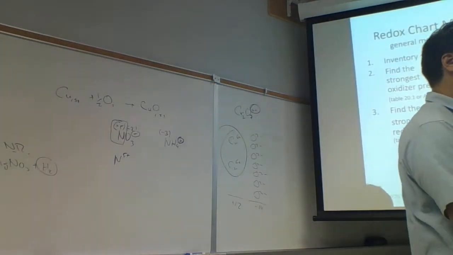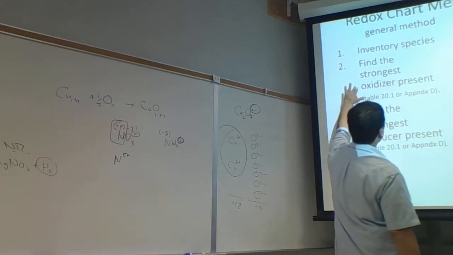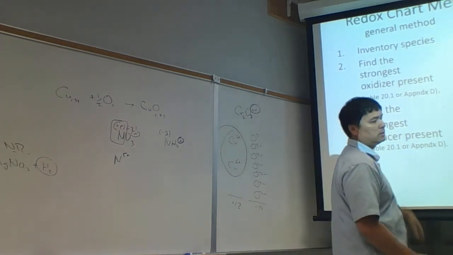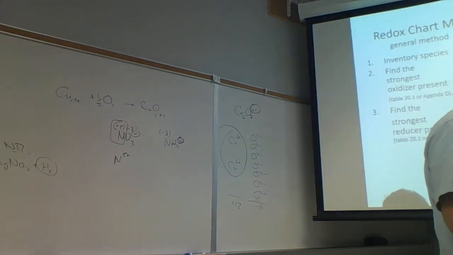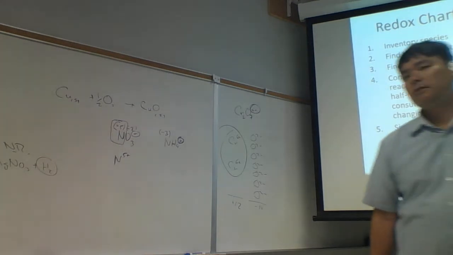But the general method for the chart is easy. We inventory the species, find the strongest oxidizer present, and find the strongest reducer present. I'll do an example of this. Then we combine the strongest oxidizer and strongest reducer, and it yields the net ionic equation. We have to determine the driving force. The driving force for redox is different.